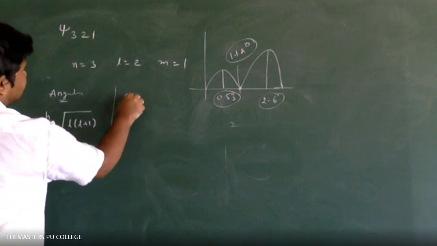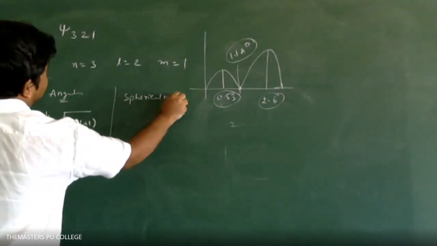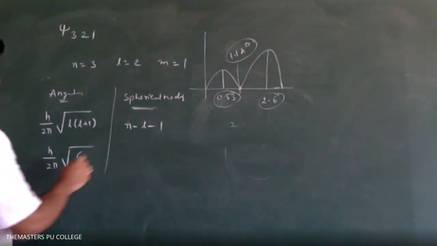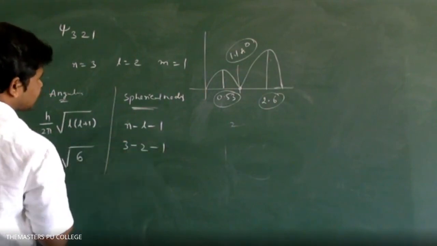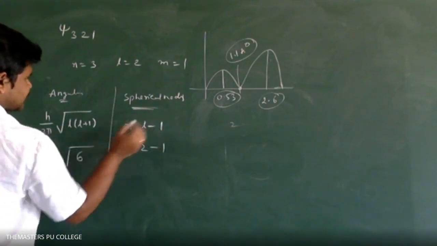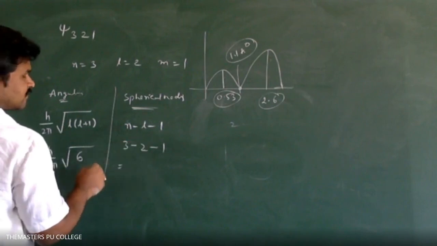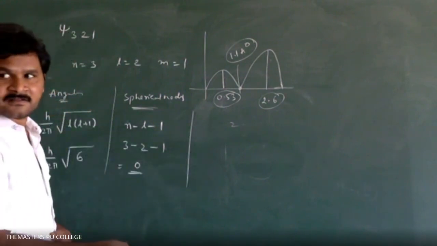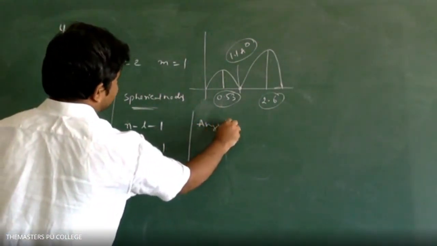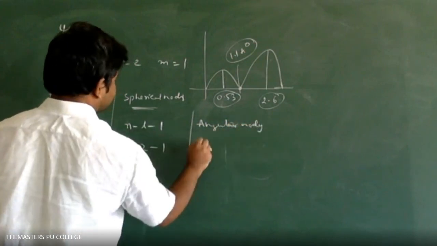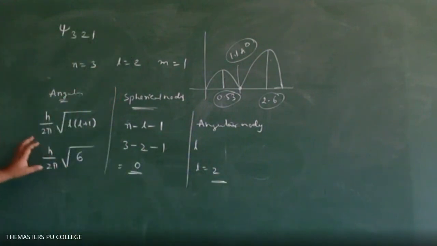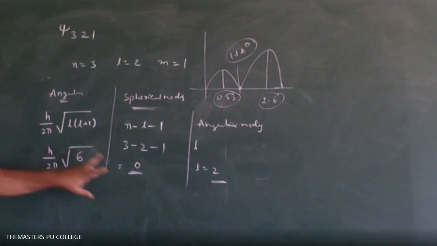Next, spherical nodes: n minus l minus 1. Here n is 3 and l is 2, so 3 minus 2 minus 1 is 0. Next, angular nodes are l, which is equal to 2. Now the summation: this value plus this value plus this value. How much do you get on simplifying this?